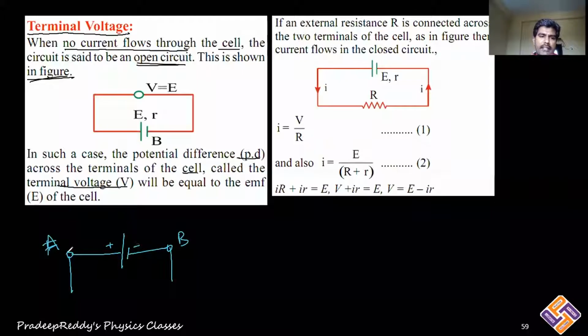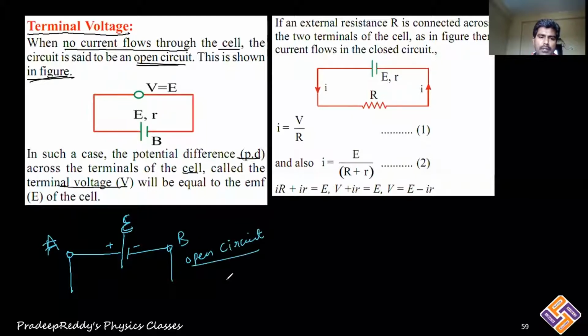Let us take one cell AB. This is a cell having some EMF E. The positive terminal is connected to point A, and the negative terminal is connected to point B. A and B are not joined with each other. If A and B are not joined, then it is known as an open circuit.